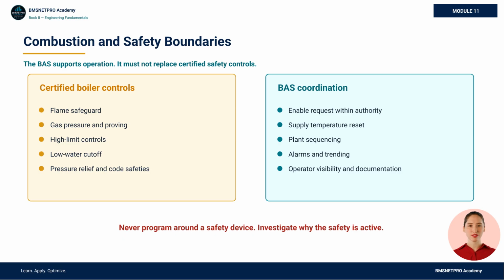This slide is critical. Combustion equipment has safety controls that are designed, certified, and maintained separately from ordinary BAS logic. Flame safeguard controls, gas proving, high limits, pressure relief, low water cutoff, and similar devices exist to protect life and equipment. The BAS may request enable, coordinate staging, reset water temperature, display status, and generate alarms, but it must not defeat or simulate safety functions. If a safety trips, the professional response is to investigate the cause and involve qualified personnel. Never use BAS programming to hide or bypass a combustion safety problem.